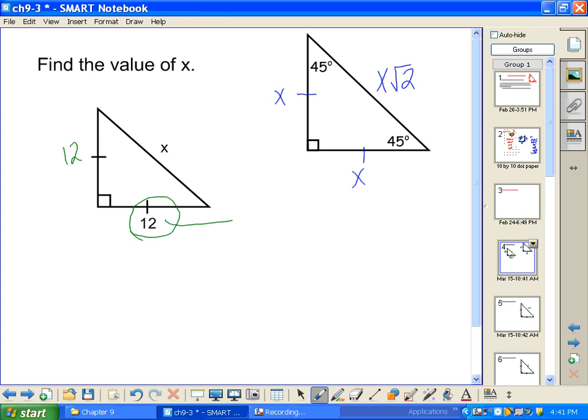So I noticed 12 matches up with x on my formula triangle. And I know my hypotenuse here matches up with x radical 2 on my formula triangle. So that means whatever the length of my leg is, I need to take it times radical 2 in order to get the length of the hypotenuse. So the length of my hypotenuse is actually 12 radical 2. That's all there is to do with it. No other simplifying you can do. That is your answer.